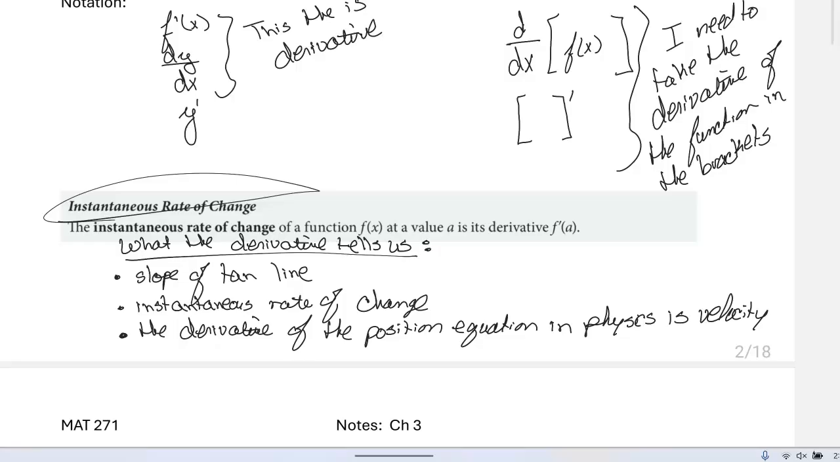And then the third thing has to do with physics. So if we have an equation that's modeling position at some point in time, then the derivative of the position equation is going to be the velocity equation, and that will tell us an instantaneous rate of velocity. And it turns out also that the derivative of velocity is acceleration.